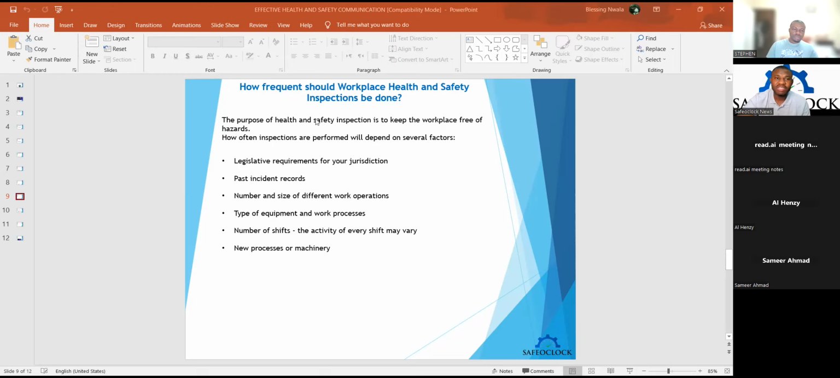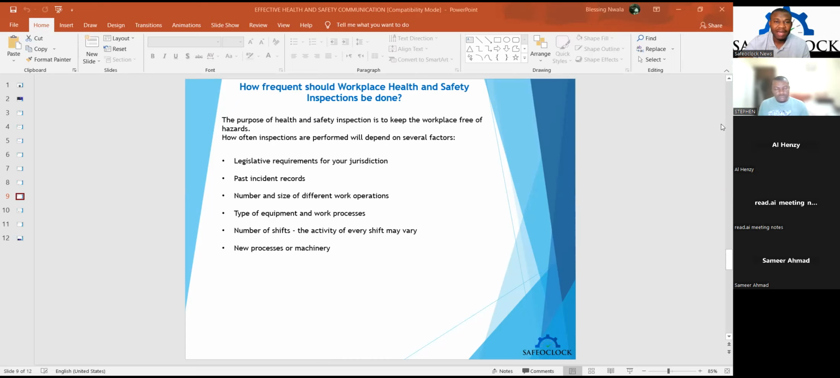So there are some considerations that should be put in place to determine how often you should conduct inspection. As a health and safety professional, you know that this is where your job revolves around, conducting inspection and producing a report. But in a place where there are other things to be done, how often are you supposed to conduct inspection?